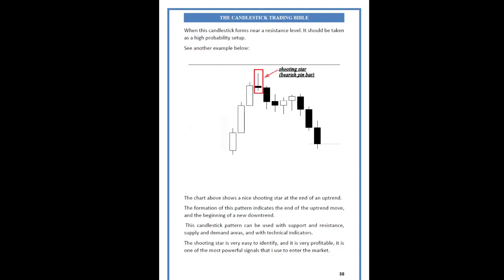Very important, when this candle forms at a resistance zone, it's going to give you a high probability setup that the trend is about to reverse and it's time to start looking for sells. So the chart above shows a nice shooting star at the end of an uptrend. So let's just go deeper into that.